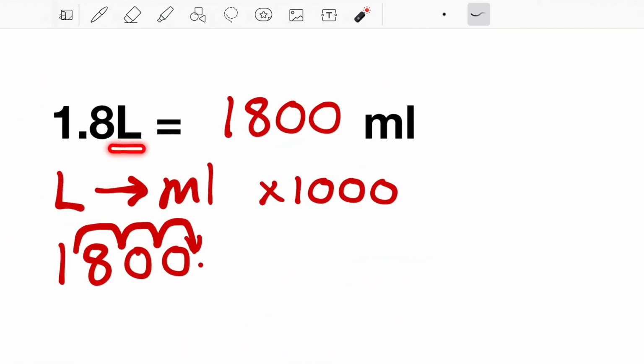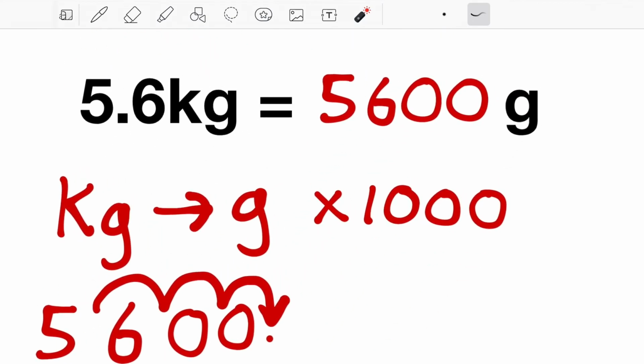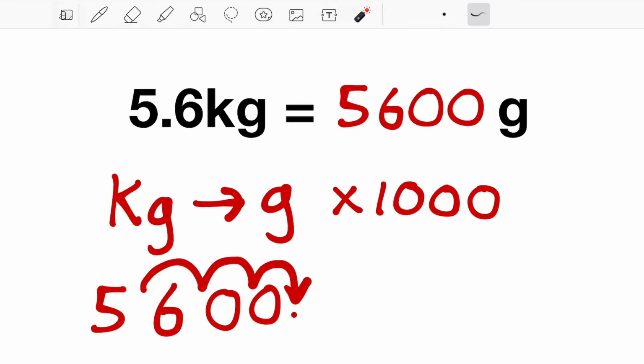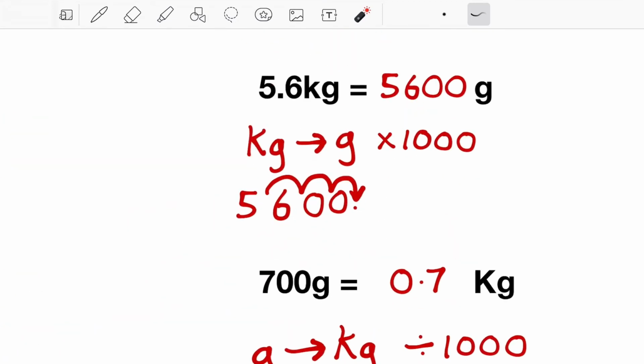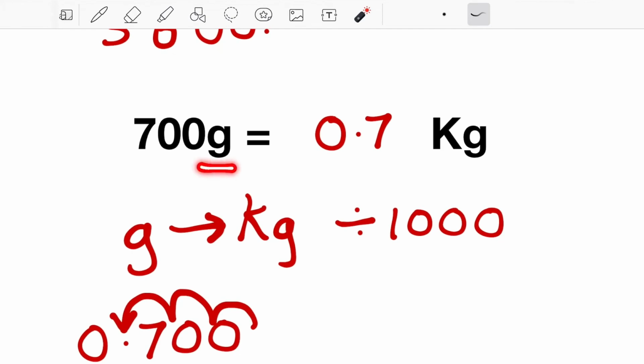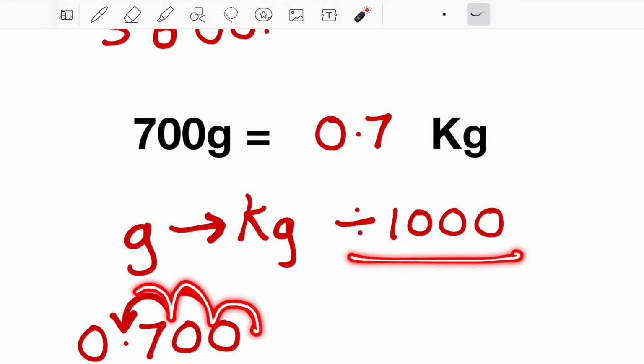To convert from liters to milliliters, we multiply by 1000, which means to shift the point 3 places to the right. When changing from kilograms to grams, we must again multiply by 1000, which means to shift the point 3 places to the right. To convert from grams to kilograms, we must divide by 1000, which means to shift the point 3 places to the left.